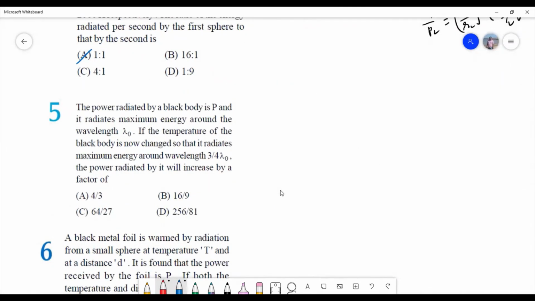The power radiated by a black body is P and its maximum energy is around the wavelength lambda naught. The temperature of the black body is now changed so that it radiates maximum energy around the wavelength 3 lambda by 4 naught. The power radiated by it will be increased by a factor of? So here it is based on both Stefan's law and Wien's law. According to Stefan's law, power radiated is proportional to T power 4, and according to Wien's law, wavelength is inversely proportional to T. So from this I can say that P is proportional to 1 by lambda power 4.